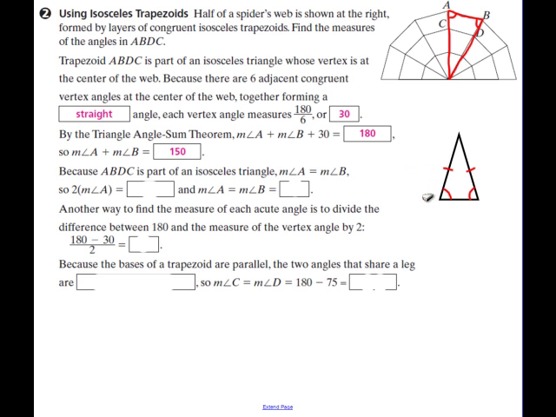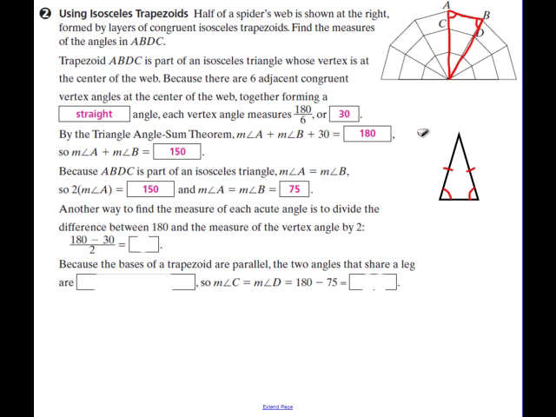Based on what we just talked about with isosceles triangles, though, we know that A and B are congruent. So we can consider them the same. A is equal to B. And we know that those 2 angles must add up to 150. So if A and B are the same, and together they make up 150, we know that each one is going to be 75 degrees. So we found our A and our B. Now it's just a matter of finding C and D.